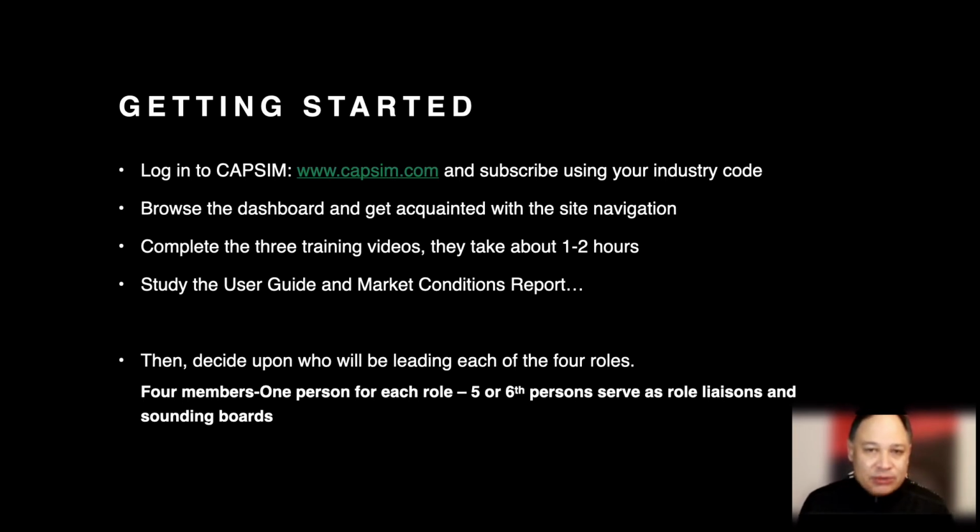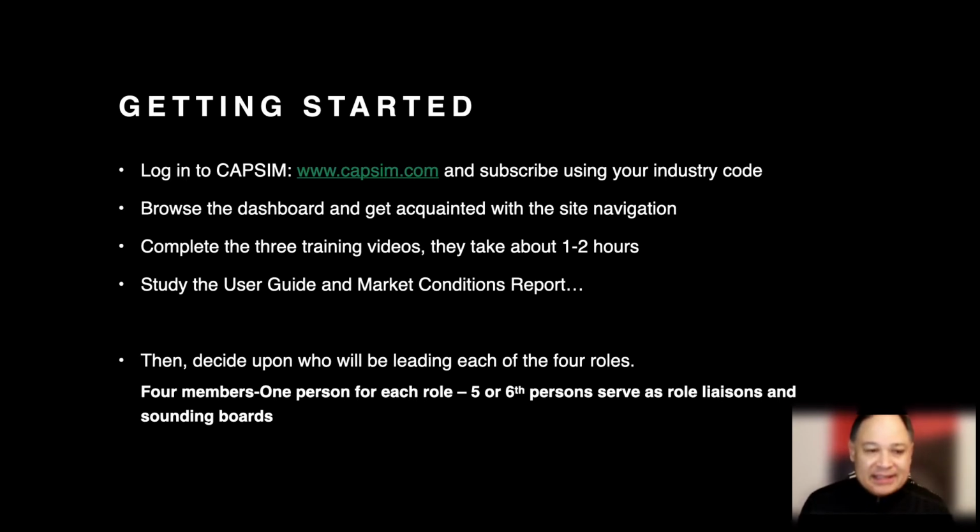Complete the 3 training videos. They take about 1 to 2 hours. The first 2 are a little bit lengthy, and the last one only takes about 5 or 10 minutes. And then study the user guide and the market conditions report. The user guide is going to tell you about how the system works, how the processes work. It'll talk about your strategy and how to define your segments. The market conditions report is going to talk about the circumstances that you have to operate in, the size of the markets, the size of the segments, their growth rates, and pertinent information in terms of your planning.